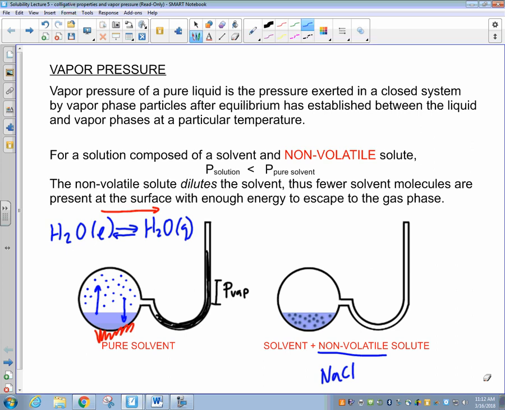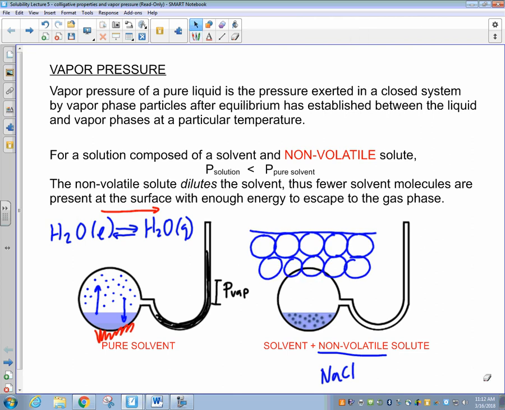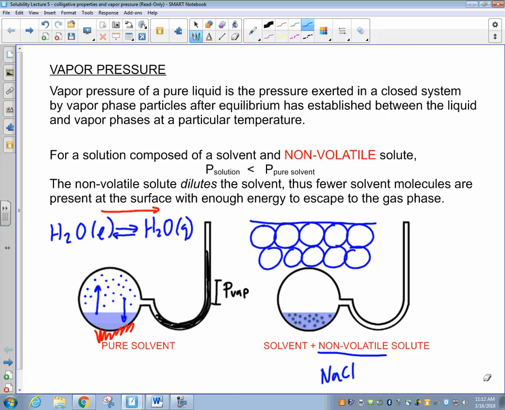Now, to understand that, I want to draw a particle picture here and zoom in on the very surface of that liquid. Originally, in a pure solvent, if this is just pure water, for example, all those water molecules exist here in our liquid phase. Because the system has established equilibrium, the rate at which the water molecules are evaporating due to their random molecular motion, giving them enough kinetic energy to escape from the attractive forces which hold them in the liquid phase, is exactly balanced by the rate of condensation. That is, again, the system has established equilibrium.